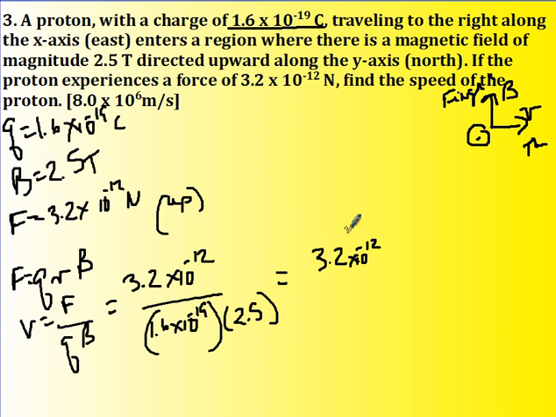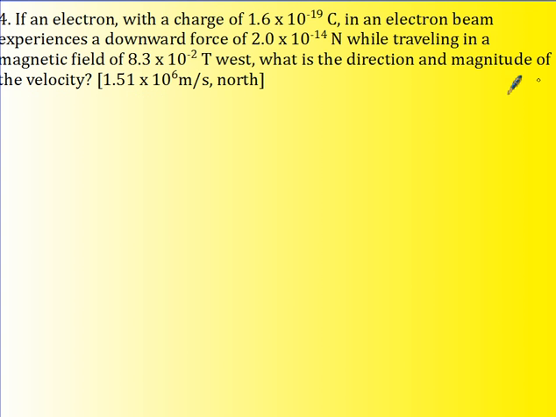Now, 1.6 times 10 to the negative 19 times 2.5 gives me 4 times 10 to the negative 19. So 3.2 times 10 to the negative 12 divided by 4 times 10 to the negative 19 gives me, let's see, 8 times 10 to the 6 meters per second. If an electron, okay, now everything we do is going to be negative.